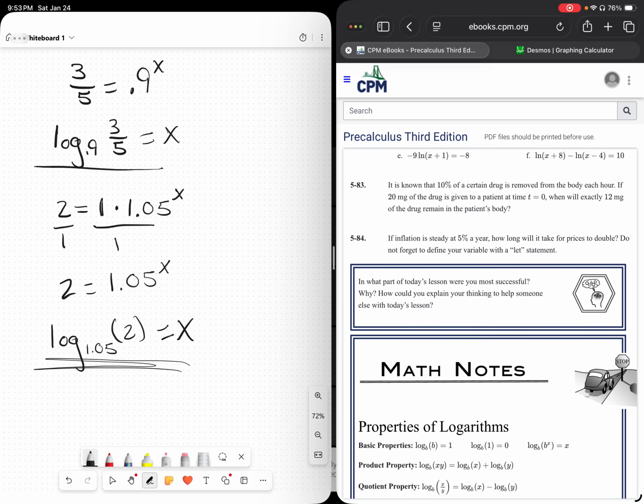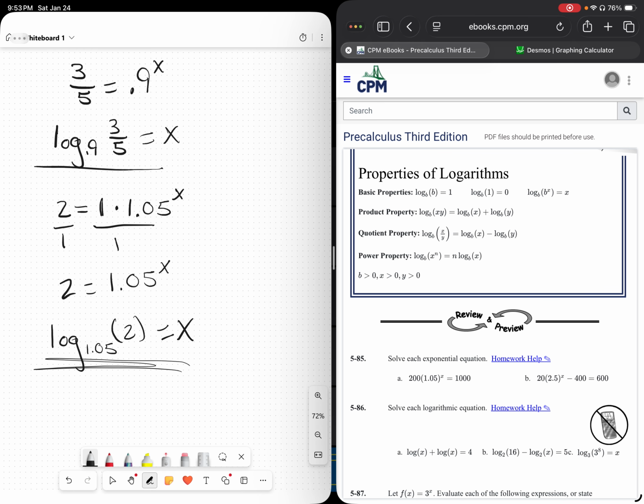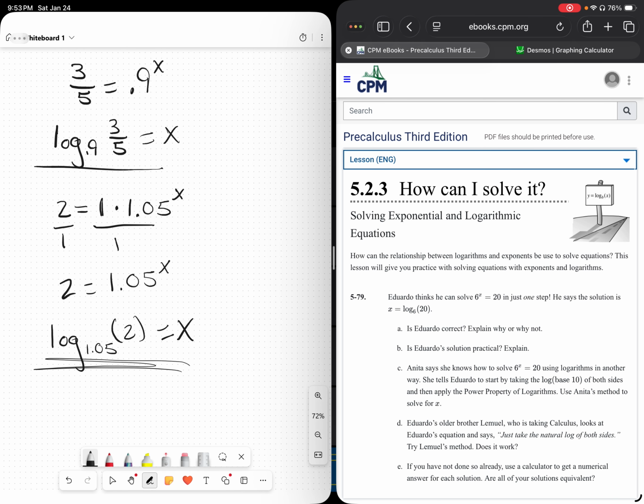And so then we could put that in and we could get our answer there. Okay, so there's some math notes, your basic properties again, right? And this is lesson 5.